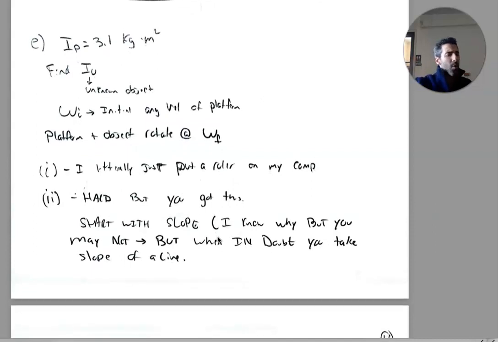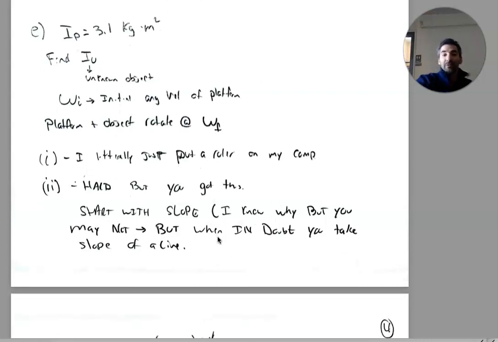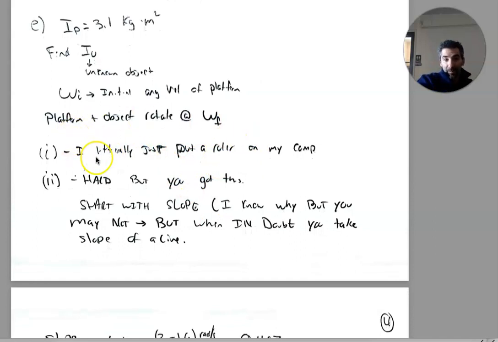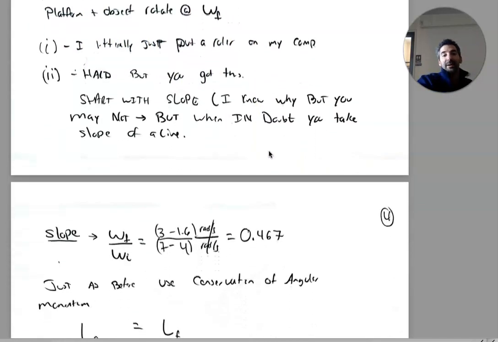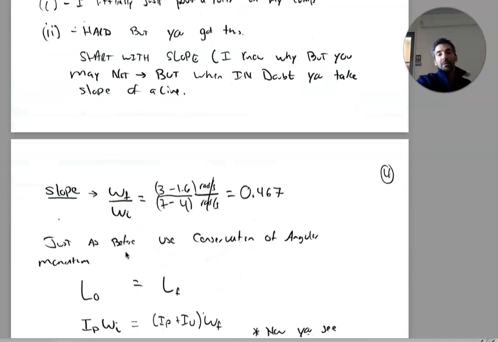graph, and you might not know why you need to take the slope, but again, we're always taking either slopes or areas under the curve. That's what we're doing. So I'm looking at this saying, hey, I'm probably going to take the slope or maybe the inverse of a slope. I don't really know. So for part 1, I literally just put my ruler on the screen. These are the points I took from the graph. And I said I had a slope of 0.467. And my slope was the final velocity over the initial velocity, because that was what my graph was. Omega final and omega initial.